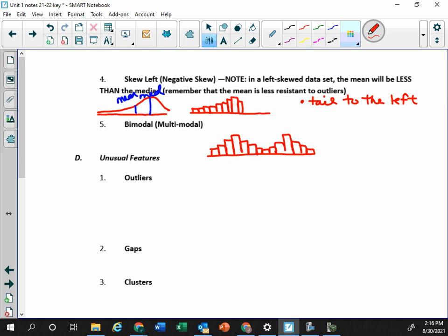So if they're right next to each other in the middle, you're not going to call it bimodal at that point. You're probably just going to stick with symmetric if it follows the rest of the shape there. You need it to be clear, like peak, come down, peak, and come back down. Okay.